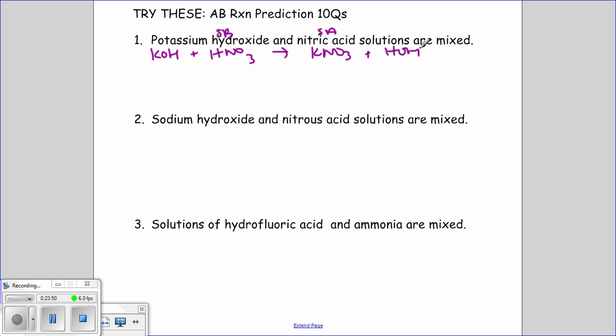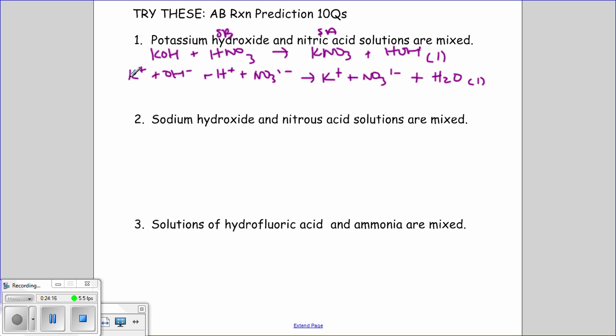This is balanced. Okay, water is a pure liquid, we don't ionize that. K plus gets ionized. OH minus plus H plus, because that's a strong acid, plus NO3 1 minus yields this salt here, which is going to be a soluble salt because all nitrates are soluble. So K plus plus NO3 1 minus plus water, okay, and that's our liquid form.